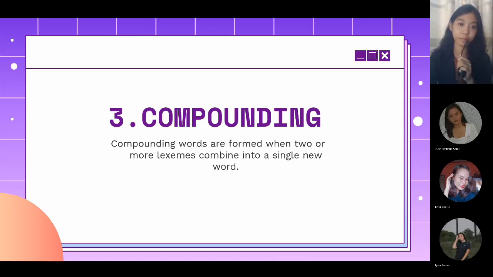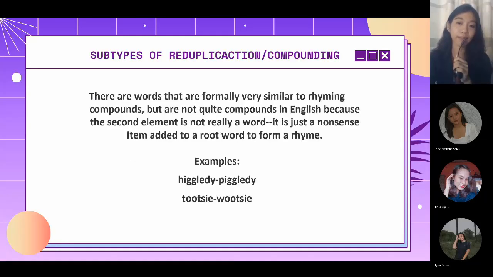Next, we have subtypes of compounding: reduplication. There are words that are formally very similar to rhyming compounds but are not quite compounds in English, because the second element is not really a word. It is just a nonsense item added to a root word to form a rhyme. For example, higgledy-piggledy, tootsie-wootsie.